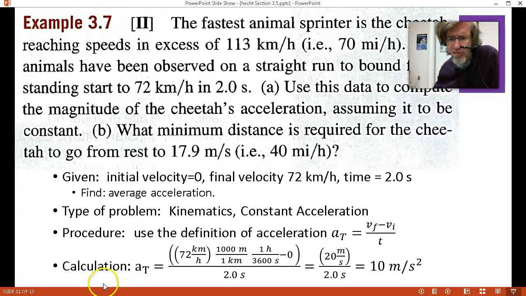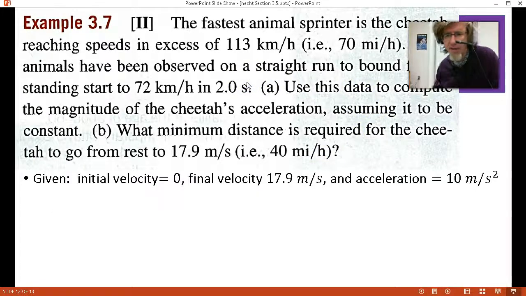So check this out. You've got final velocity, but you have to convert to meters per second using these factors, minus the initial velocity over 2 seconds. So you multiply this out, you get 20 meters per second divided by 2 seconds, you get 10 meters per second squared. So, first part of the question, relatively straightforward. We've done this already in this chapter. Calculate acceleration given initial and final velocity and time.